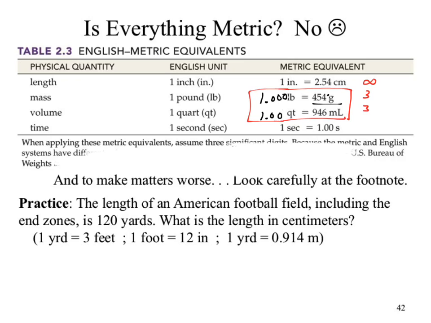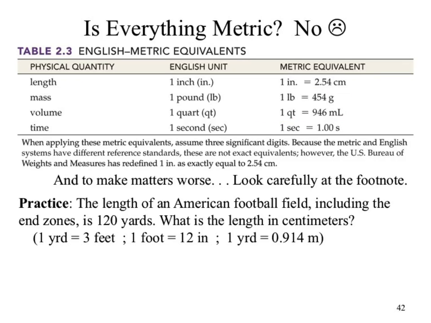All right, so let's take a look at the question below. Okay, so we're going to erase all that now. Okay, so there's our footnote. 1 inch is exactly 2.54 centimeters. That's our now definition, which means that conversion factor has infinite sig figs. Okay, so let's take a look at some practice on setting up our dimensional analysis. The length of an American football field, including the end zones, is 120 yards. What is the length in centimeters?